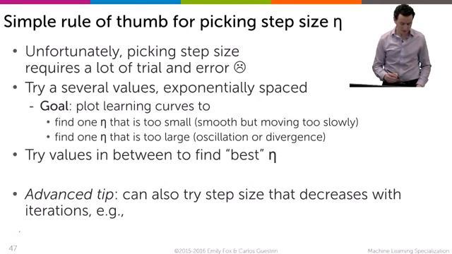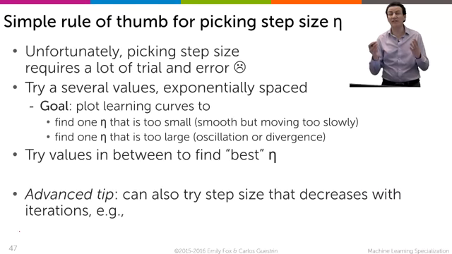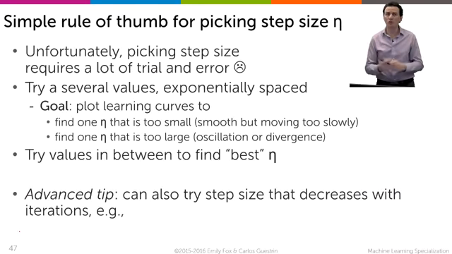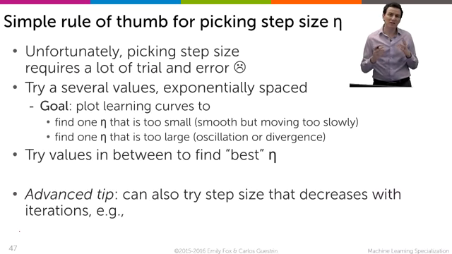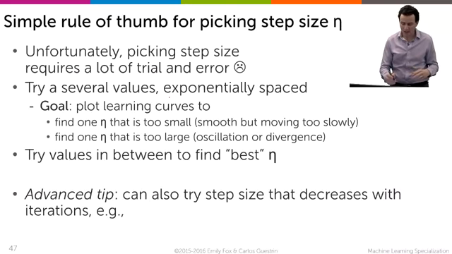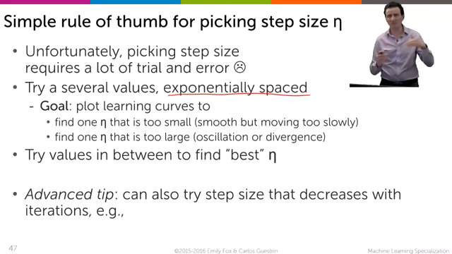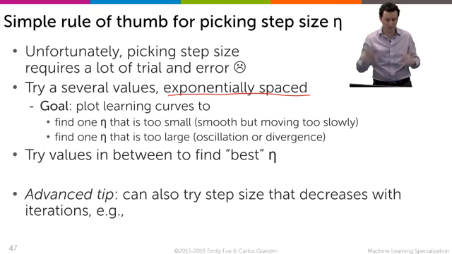So here's the rule of thumb of how you can pick the learning step size eta when you're doing gradient descent. Unfortunately, there's some theory behind things that you might want to do, but it's kind of hard to apply those in practice. Here's the most practical thing that you do. You try several values of the parameter exponentially spaced between each other, like 10 to the minus 4 to 10 to the minus 6, that's kind of exponentially spaced.